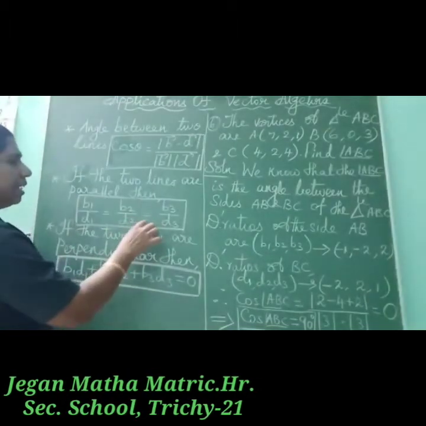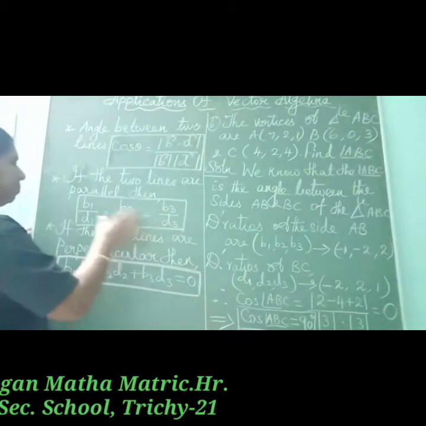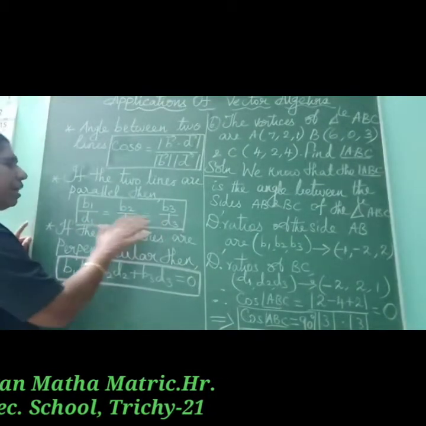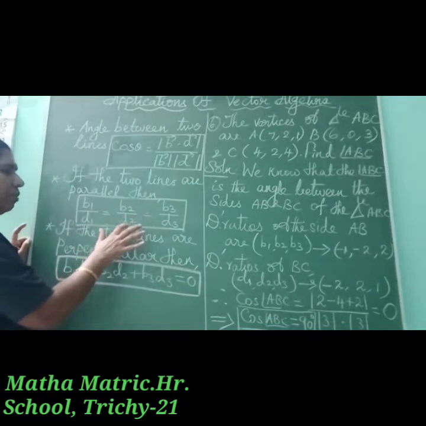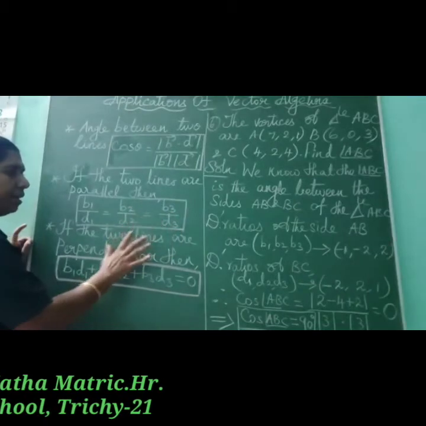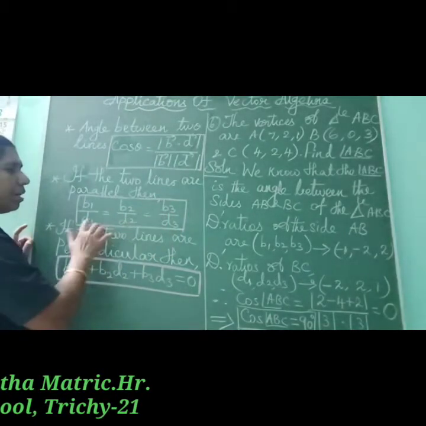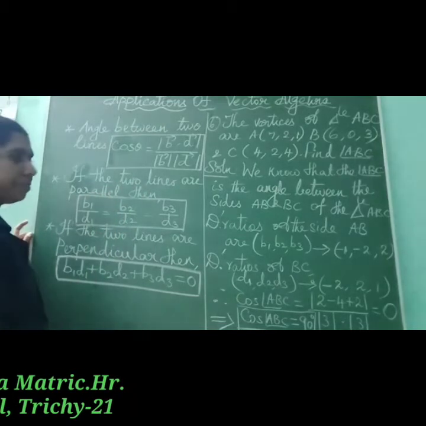Second one, the condition to prove that the given two lines are parallel, with the direction ratios b1, b2, b3 and d1, d2, d3: if the ratios are equal, that is b1 divided by d1 equal to b2 divided by d2 equal to b3 divided by d3, if the three ratios are equal, then you can say the two lines are parallel.